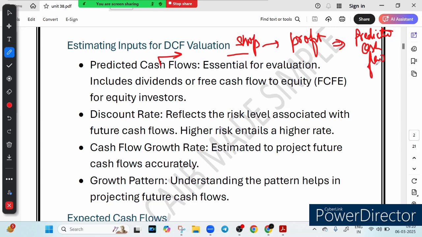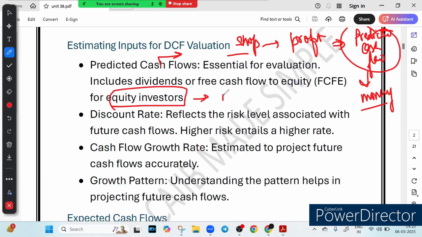What is the meaning of predicted cash flow? It simply means the money an investment is expected to generate over time. And if you talk about the equity investor, it could be dividend, or it could be FCFE. What is FCFE? FCFE stands for free cash flow to equity. For an equity investor, it could be dividend or free cash flow to equity, like cash left after paying expense and debt.